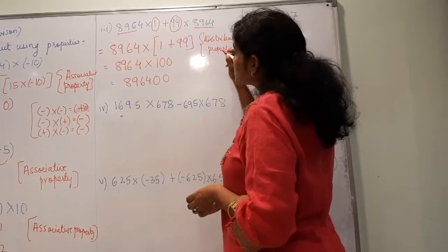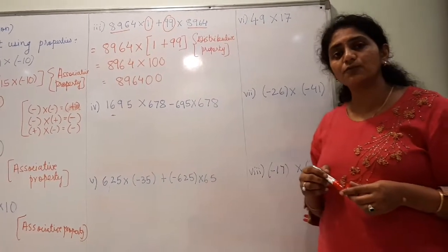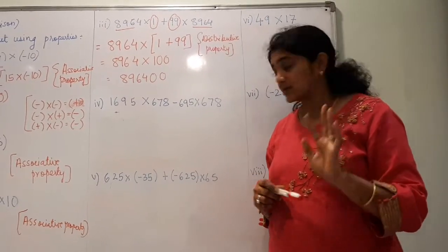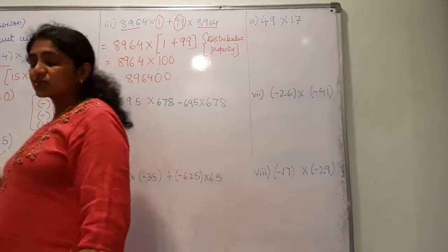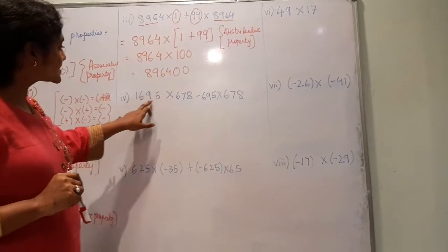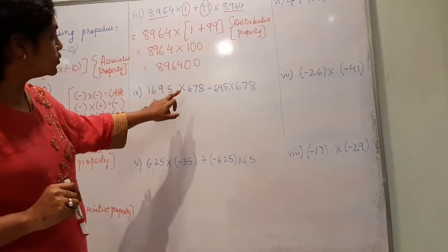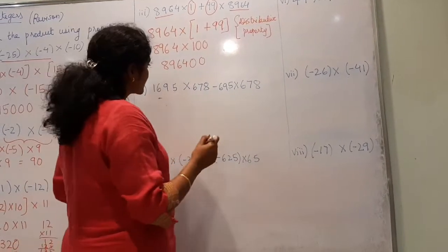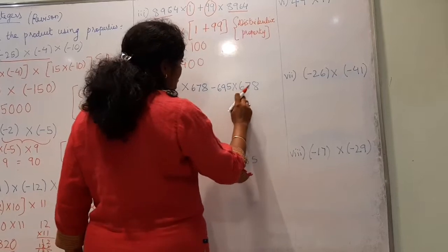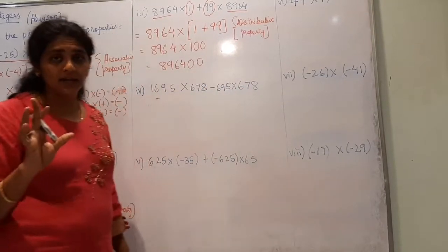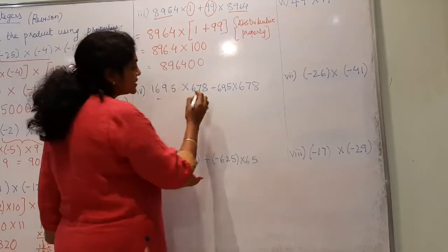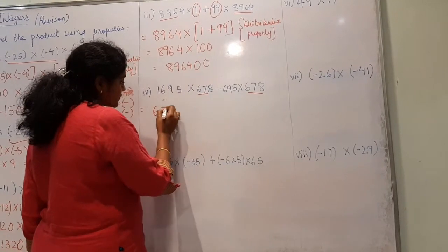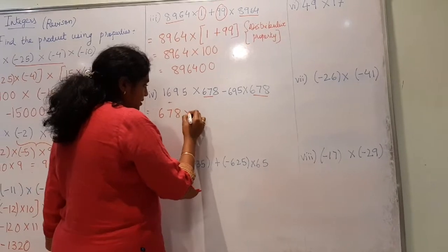This is, as two signs are used, the distributive property of multiplication over addition. Now the fourth one, again 1695 into 678 minus 695 into 678. What is common? 678 is common.